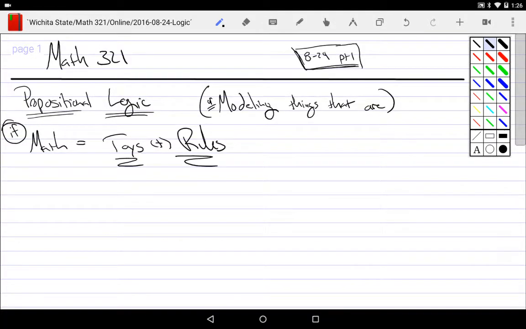All right, so I talked about how mathematics and maths in general can be thought of as this idea of toys and rules. One of the things that math does, and conceptually what we're talking about, is this idea of modeling.